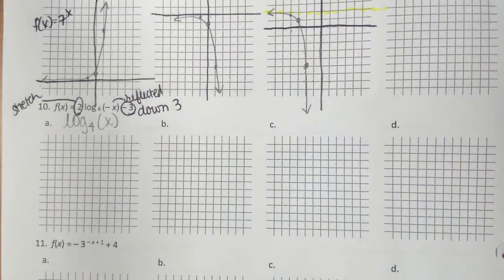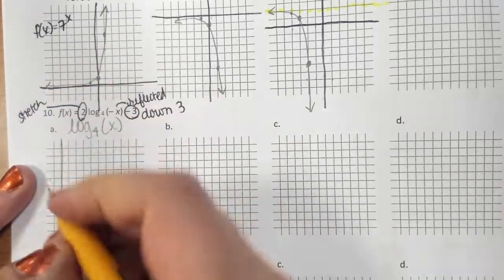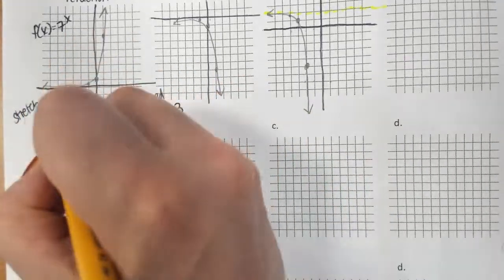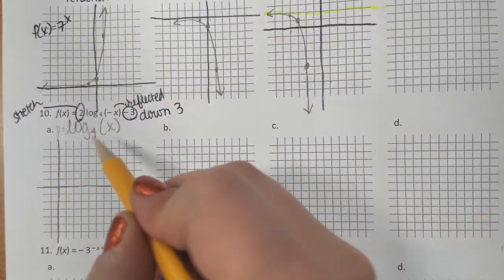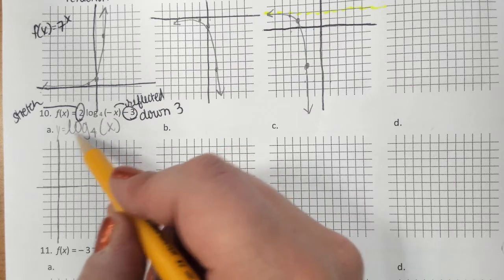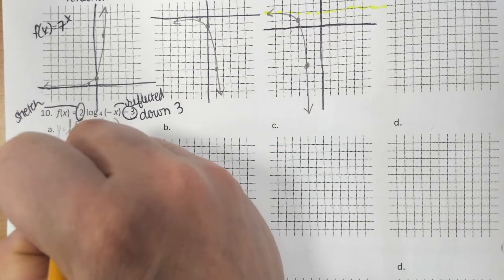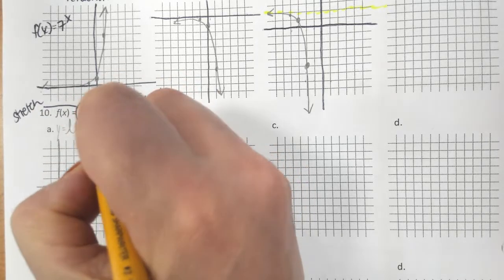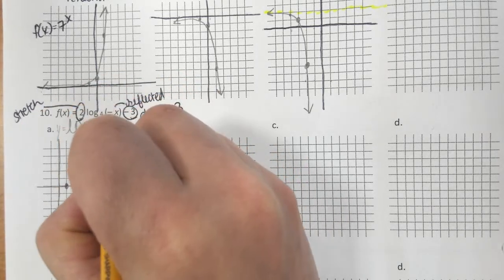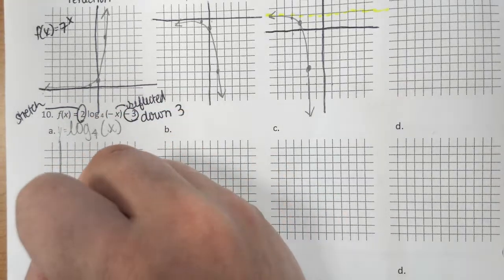So start with log base 4 of x. And remember, for this one, you pick easy values for y instead of easy values for x. So if this is your y equals, maybe you choose 4 to the 0 power equals 1. So we'll have 1, 0 as a point. And then 4 to the first power equals 4. So that would be an x of 4 and a y of 1.